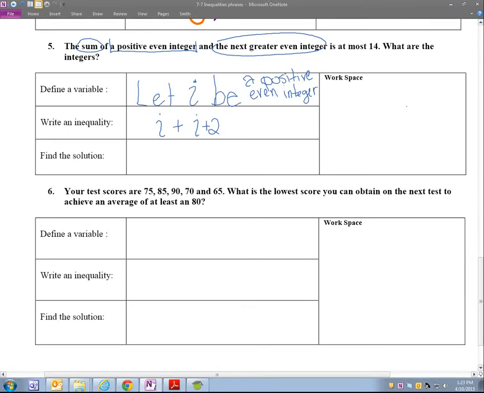Who haven't I heard from today? Ensley, what is it? Less than or equal to, good. Less than or equal to 14, good.